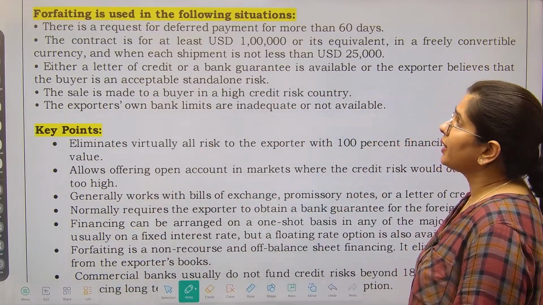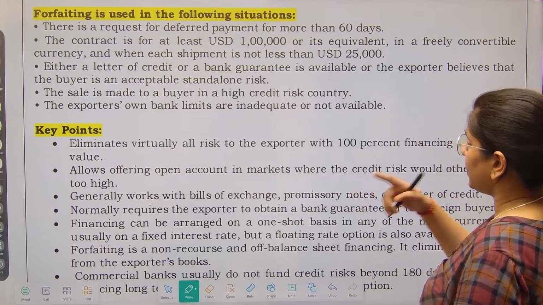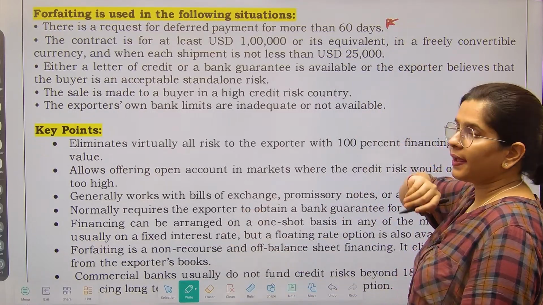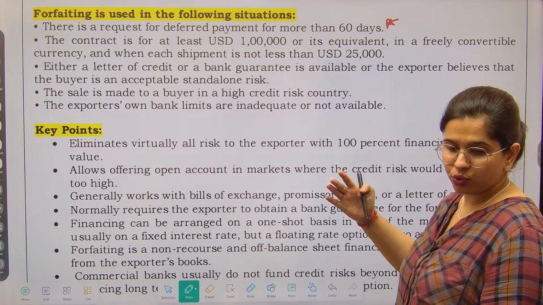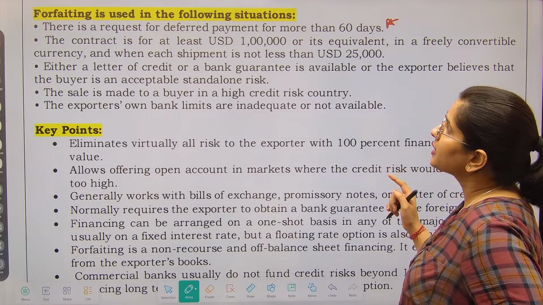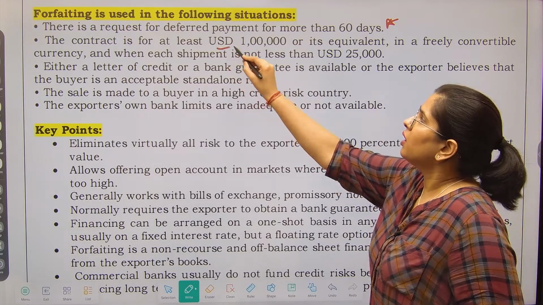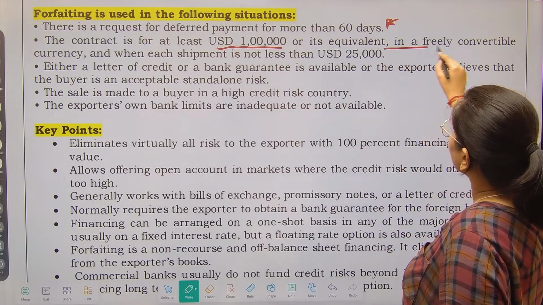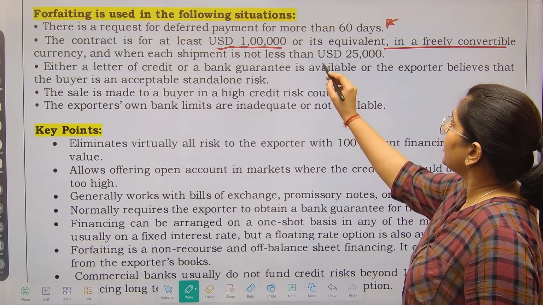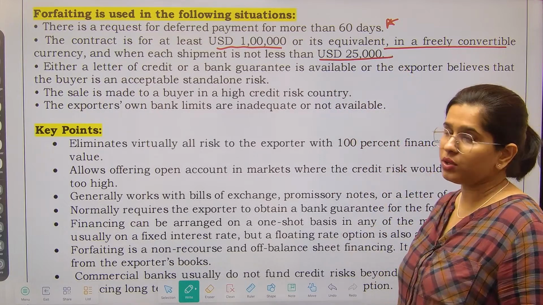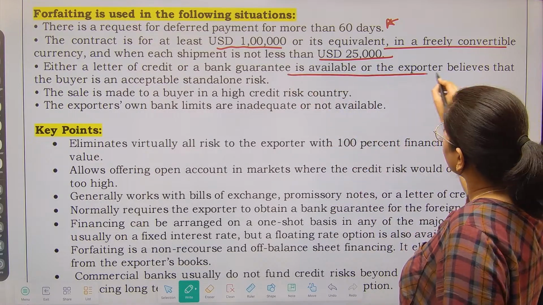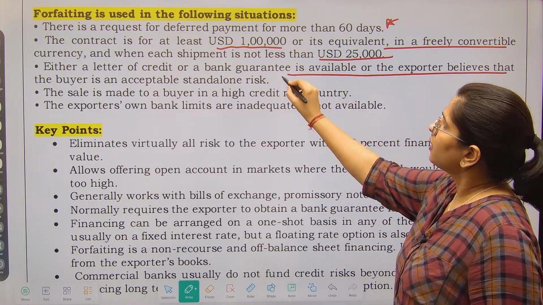Okay, so there is a request for deferred payment for more than 60 days. Number one thing: that means the invoice is for a period of more than 60 days. The contract is for at least US dollar 1 lakh or its equivalent in a freely convertible currency, and each shipment is not less than 25,000 US dollars. Either a letter of credit or a bank guarantee is available to the exporter.